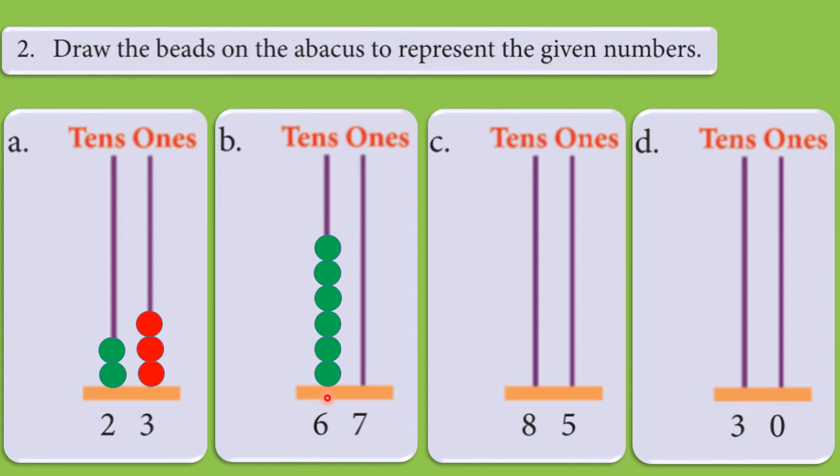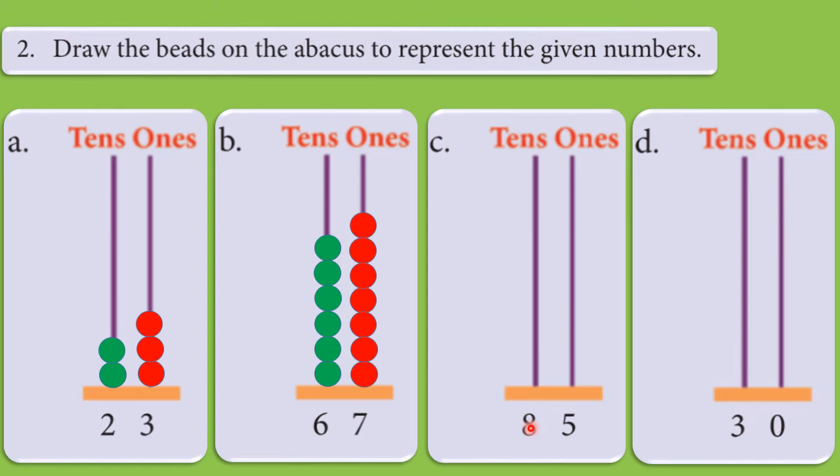Now let us draw 7 beads on ones place rod. 1, 2, 3, 4, 5, 6, 7. So now this represents the number 67. It is so easy, isn't it? Yes, just looking at the numbers given, we have to draw these many beads on the corresponding rods.